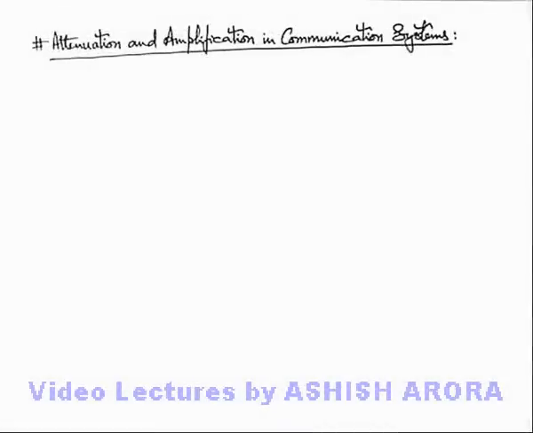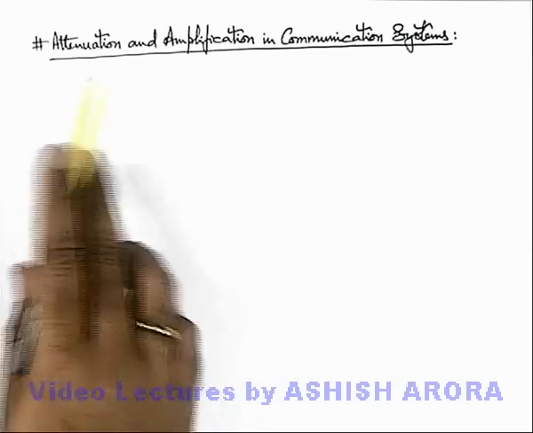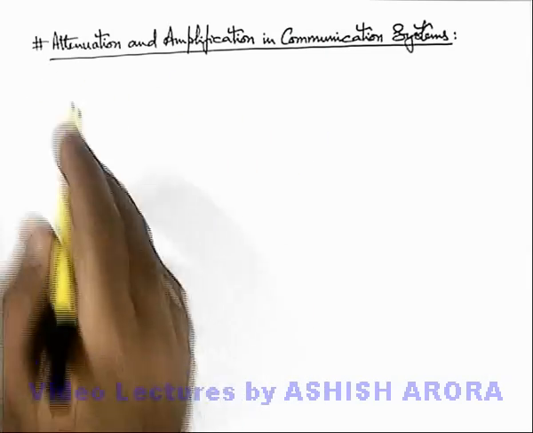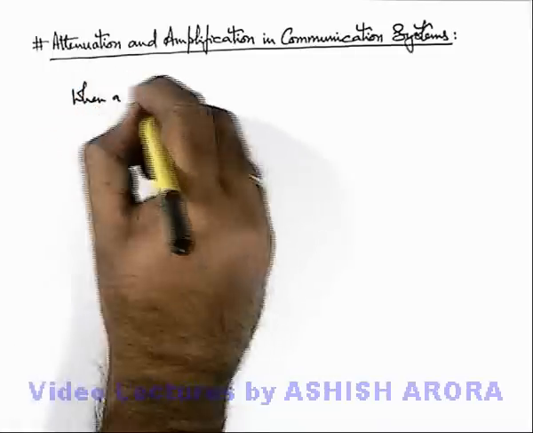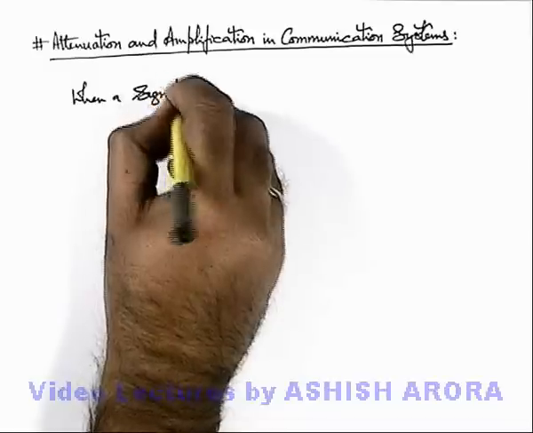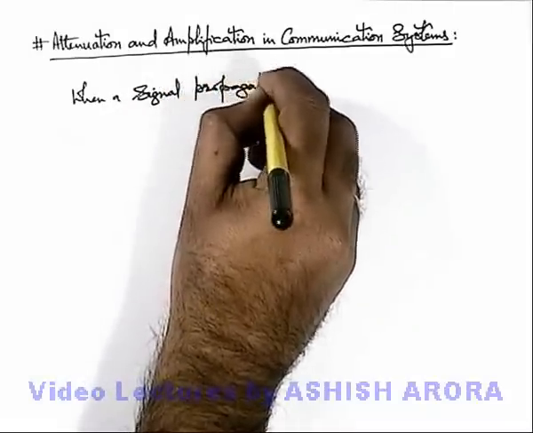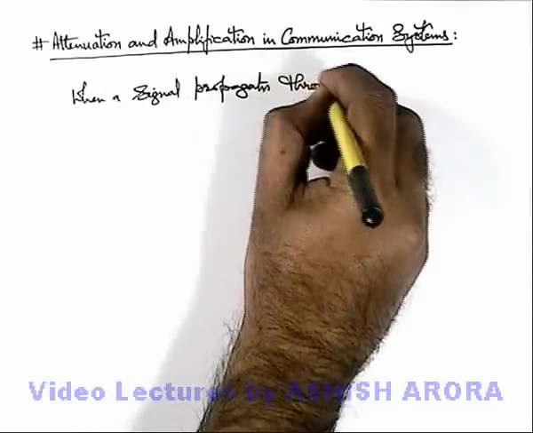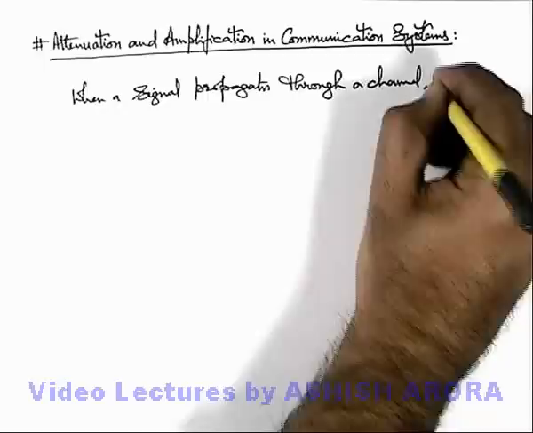Let us now discuss two more important things in communication system. These are attenuation and amplification. About this we can write, one, a signal, information signal, propagates through a channel in communication system.